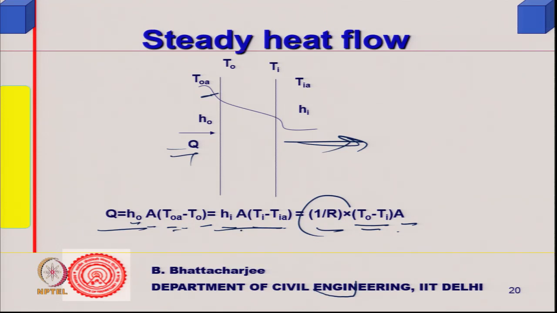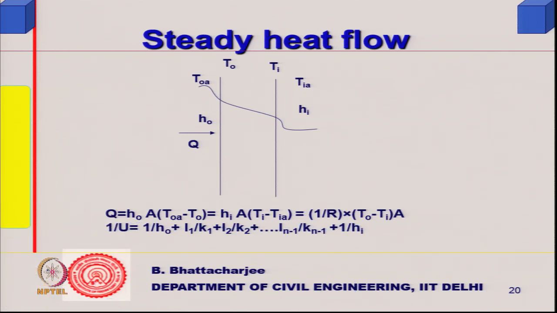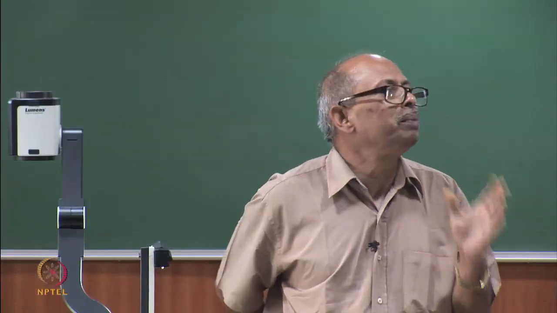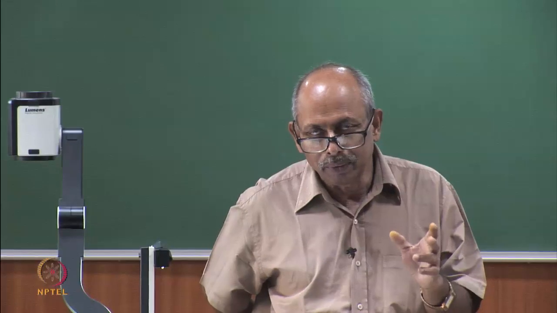If I combine this like I did previously, I will get 1 by HO plus L1 over K1, etc., plus 1 by HI, because that is the equivalent resistance including the surface layers. This I call 1 by U, and this U is called the U value, which is a measure of the transmittance of the wall.